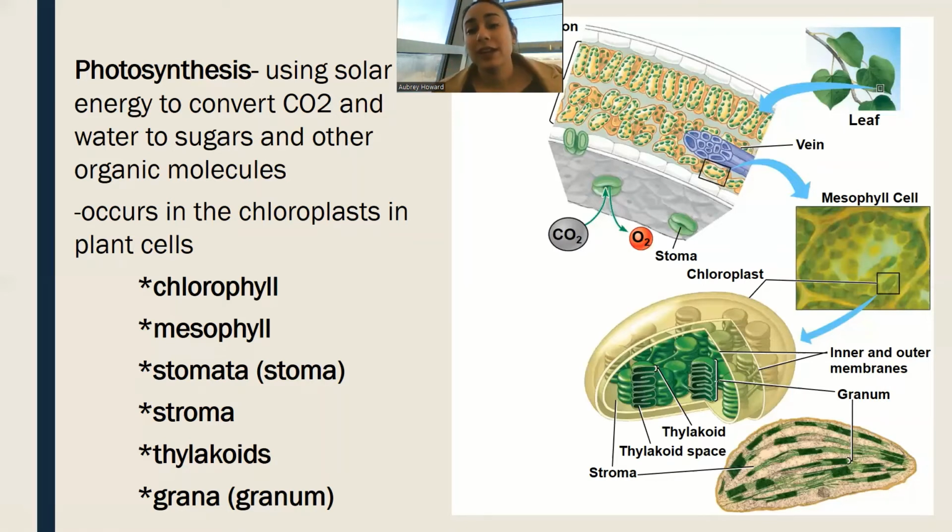Now your grana is plural, granum is if you have just one of them. It's just the stacks of your thylakoids that form inside of your chloroplast. So you'll have your Ziploc baggie, and if you have little stacks of those, kind of like a stack of pancakes or a stack of those quarters inside of your Ziploc bag, that would be commonly referred to as a granum, or grana for plural.